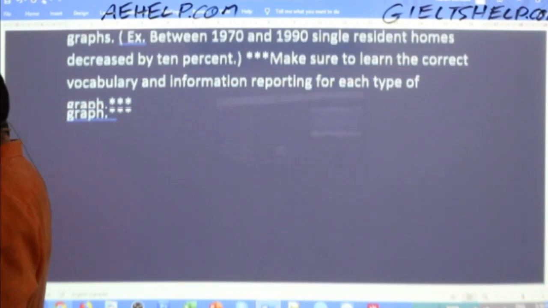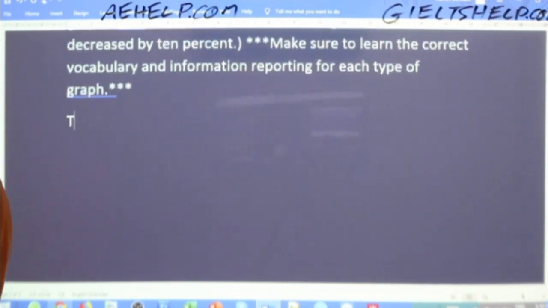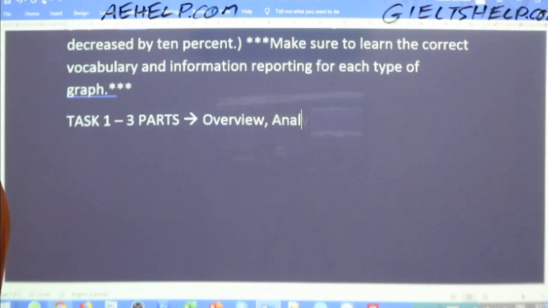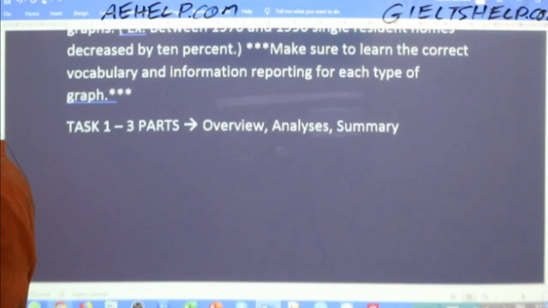So now we're going to begin the overview. So task 1 has 3 parts, okay? Task 1 of the academic. Actually, task 1 of the general usually has 3 parts also, but they're different. So task 1 has 3 parts. The 3 parts are, especially for those of you who are going for a band 8-9, the overview, the analysis, or analyses for plural, and the summary. Okay, a good task 1 response will have those 3 elements.